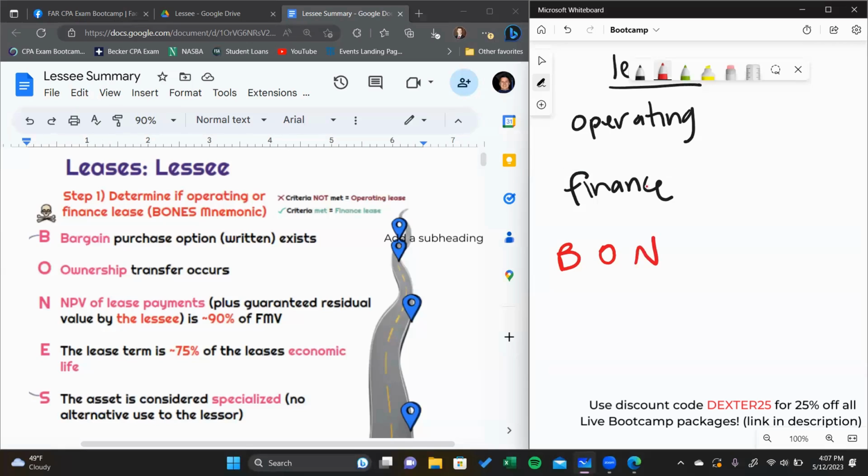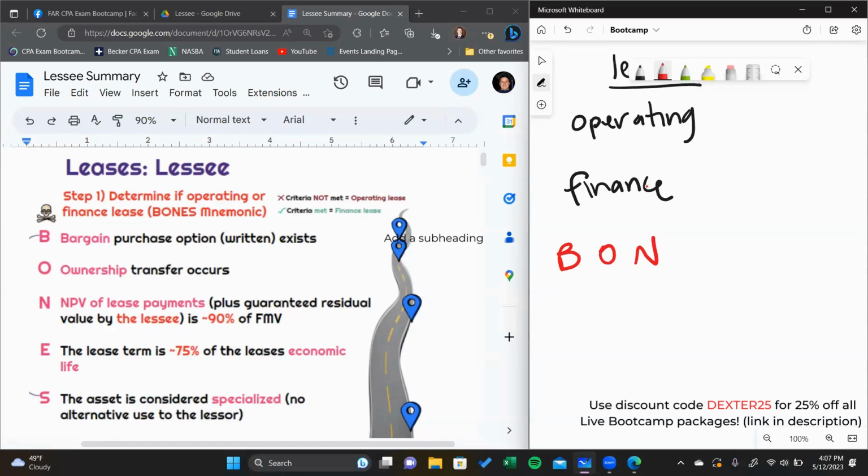The N is NPV of lease payments. NPV is net present value. So if we take all of the lease payments plus guaranteed residual value and discount that back to the present, and that's greater than 90% of fair market value, then we've satisfied this criteria.